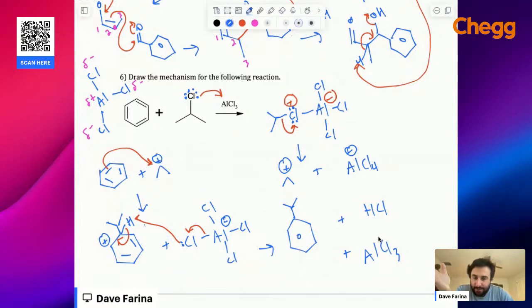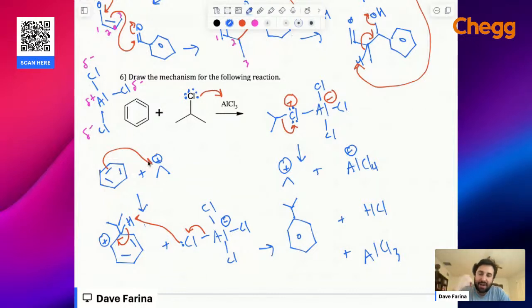So that's the mechanism. Let's just go over it one more time. The chlorine is going to attack the aluminum atom because it's electron deficient. We get this complex here. The electrons in this carbon-chlorine bond go to the chlorine to neutralize it, yielding the secondary carbocation and AlCl4- with the negative charge on the aluminum.